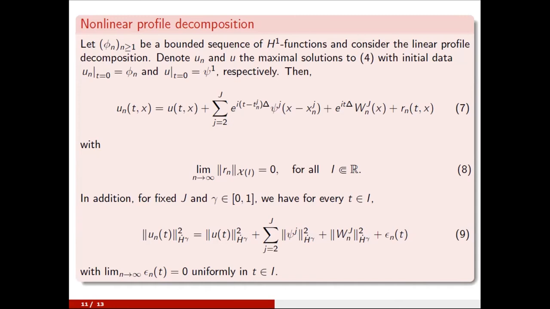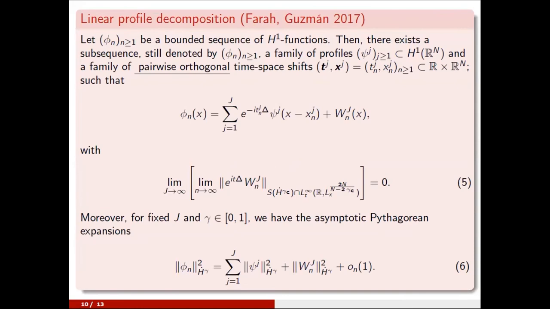So what happens now if you have this? Of course, u_n in my theorem is equal to u. The weak limit is psi one. The weak limit here is the first one, which has no translation. It can be zero. If there is a shift in time or in space which goes to infinity, the weak limit disappears. So the weak limit is always the first profile without any translation.